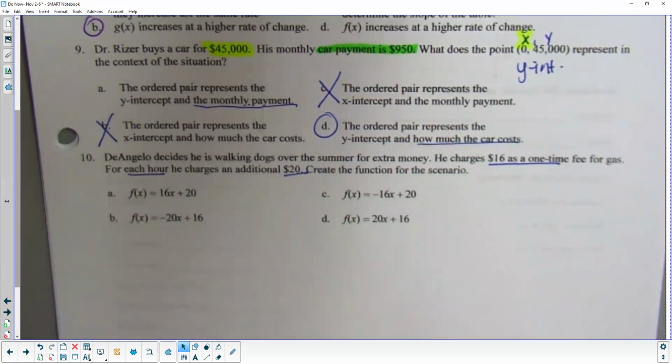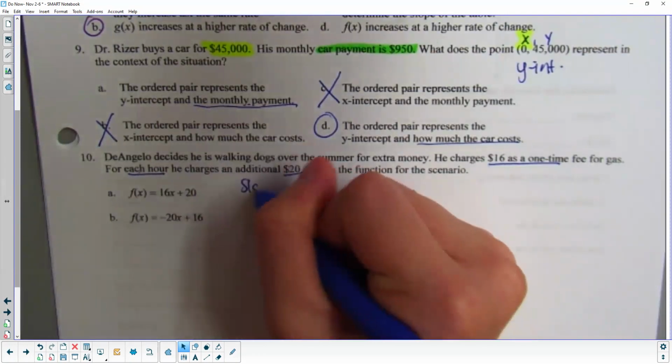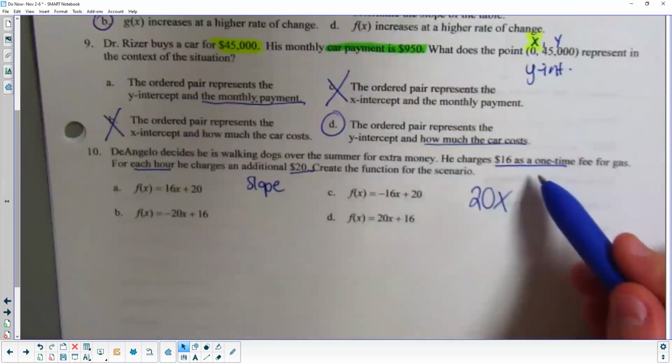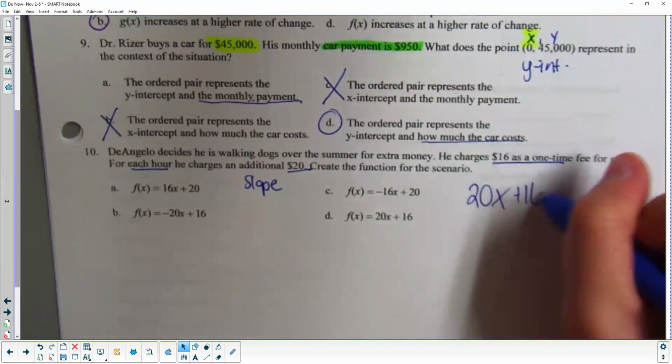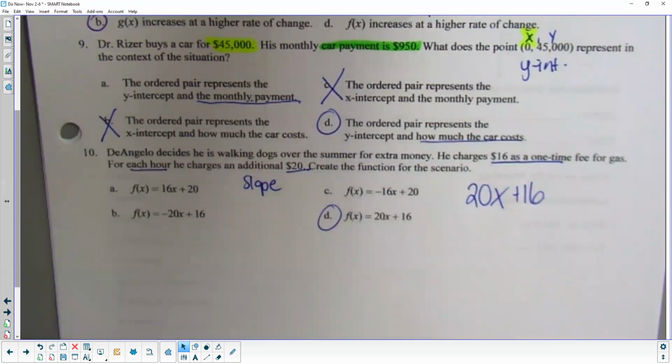So which one is going to create our function? So each hour, that's going to be our slope because it happens repeatedly. 20x. And then he's going to charge that one-time fee also. Meaning 20x plus 16 is going to be my answer. That one-time fee is always going to be the y-intercept.